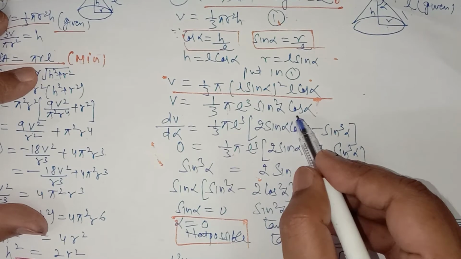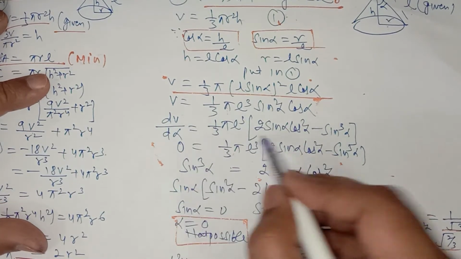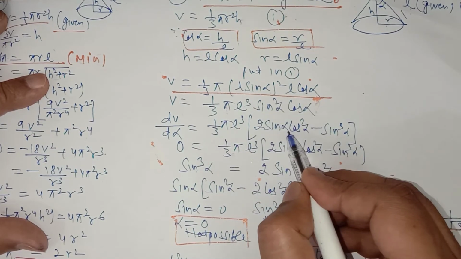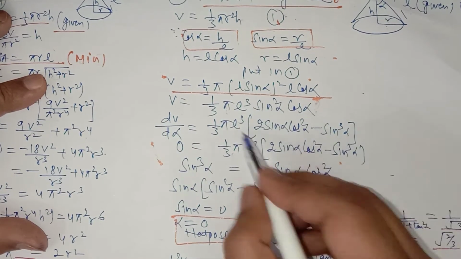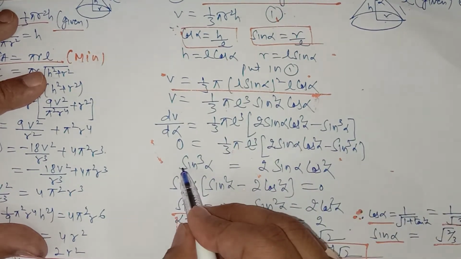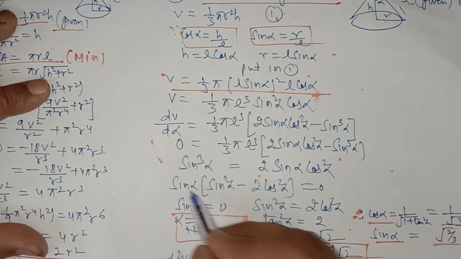So we have converted the volume in terms of slant height and its semi-vertical angle. Now differentiate with respect to alpha, because l is the constant which is given. Differentiate with respect to alpha using the product rule in this. You know how to find the derivative. Put it equal to 0. This is 0. Then sine cube comes out to be left hand side. Sine alpha you can take common here. Put it equal to 0.